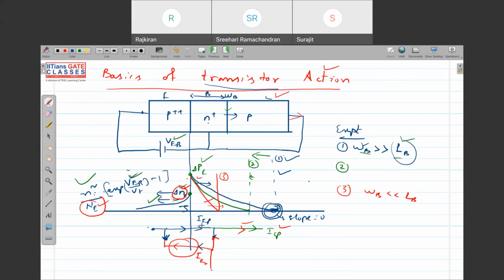What is your doubt? See, this part is the injection of holes from emitter to base. This part is because of recombination in the emitter. This is my emitter current. It provides the holes for recombining with the electrons plus the holes for injection into the base. So this current IE is nothing but IEP plus IEN.